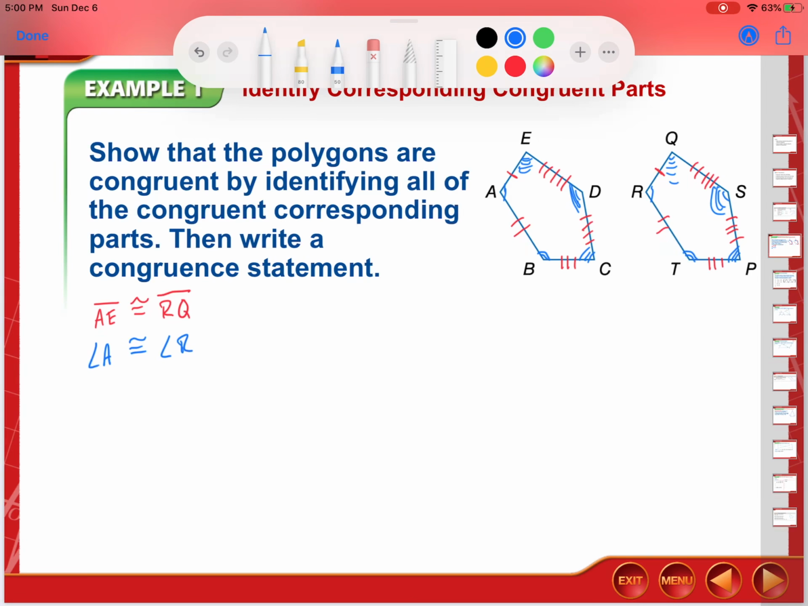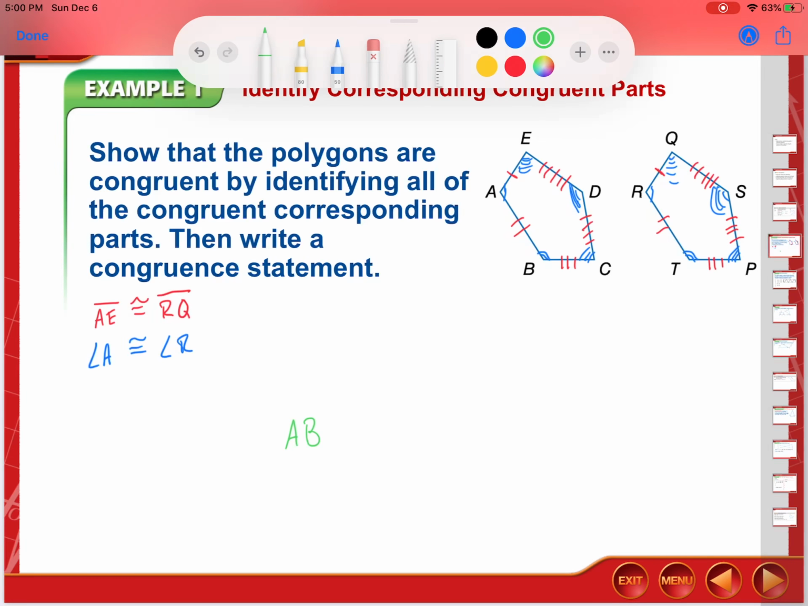Now, when we're writing a congruence statement, what that's going to look like is we are going to write out polygon ABCDE is congruent to polygon RTPSQ.